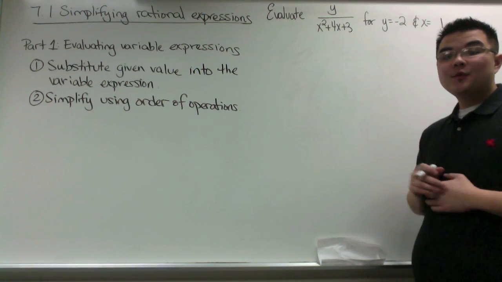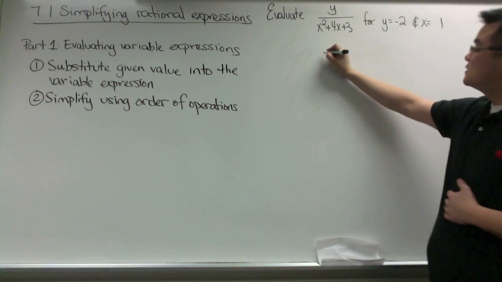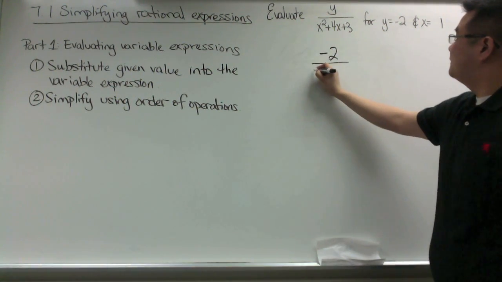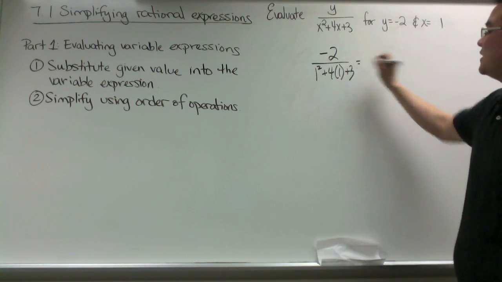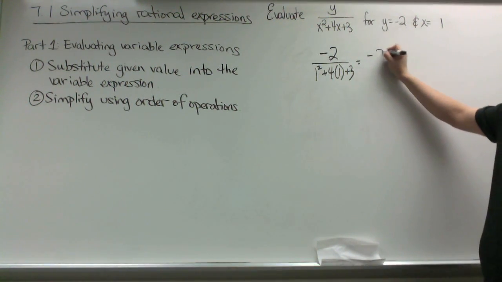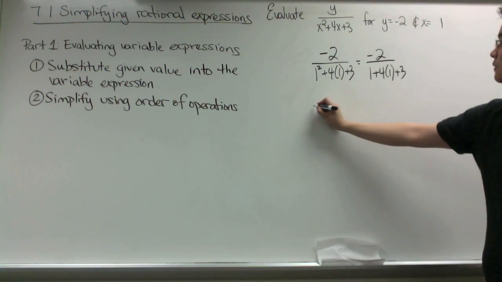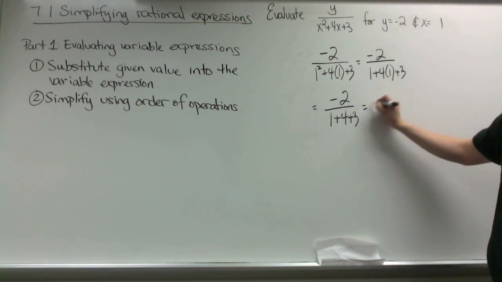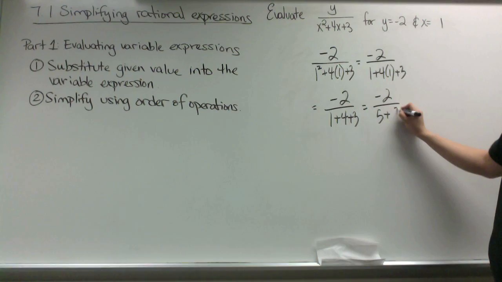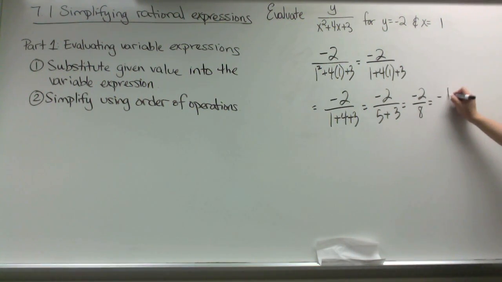In our next example, we're going to substitute negative 2 for the variable y and 1 for the variable x. So we're going to rewrite the expression. Then I'm going to simplify using order of operations. And then I'm going to simplify the fraction. So we get negative 1/4.